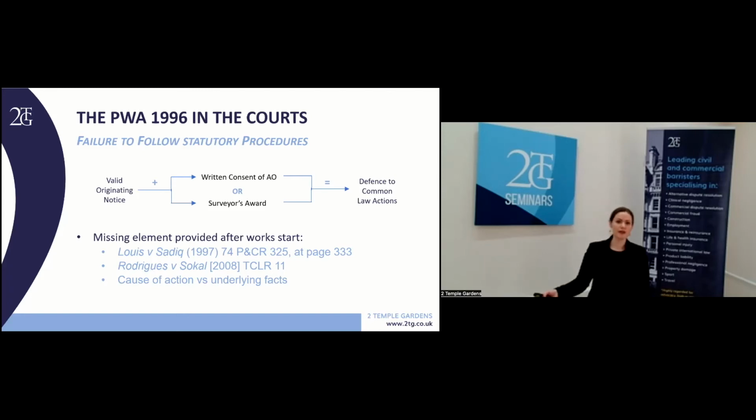So from June onwards, any damage caused is going to be subject to the statutory dispute resolution regime and not the courts. But if it becomes apparent that between the work starting in April and the consents and notices in June, damage was caused in that intervening period, can the adjoining owner bring a civil law claim in respect of that damage? Now, the traditional view on this question is exemplified by the case of Lewis and Sadiq.